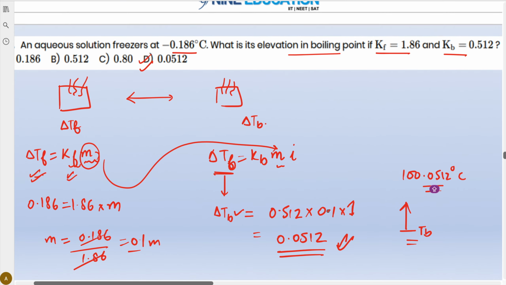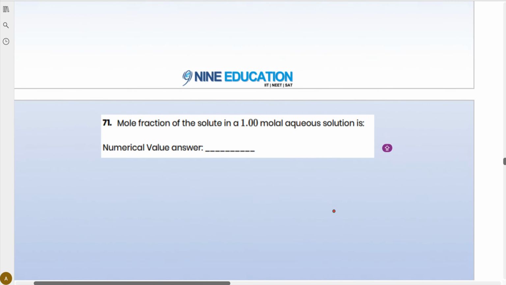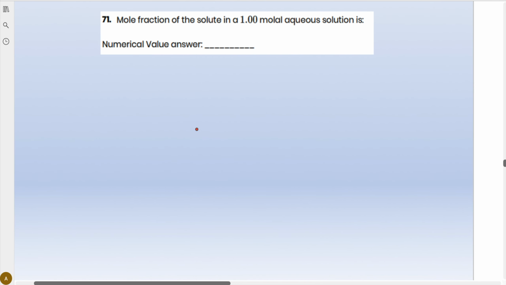Chalo. So with this we have done all our MCQ. Now we will jump to NAT. First question: mole fraction of solute in 1 molar aqueous solution. 1 molar aqueous solution is given. Aqueous solution means water is the solvent and the solute is 1 molar.